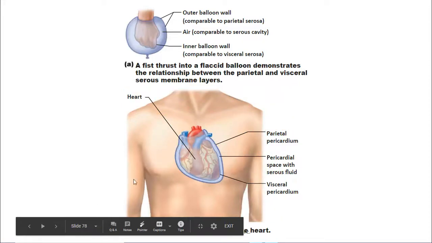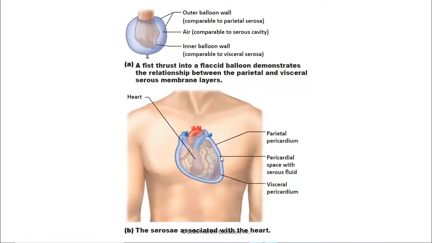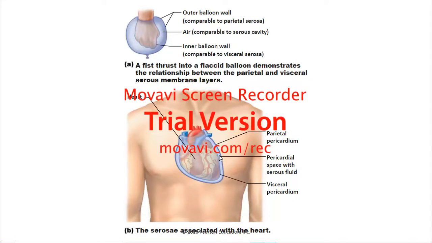And you also see in this figure the pericardial space. You see the pericardial space with the serous fluid located right there.